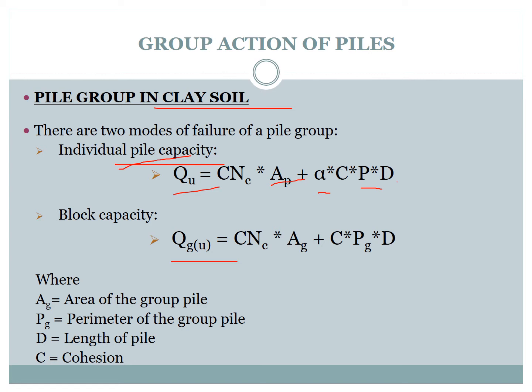Okay. For block capacity, C again is cohesion, Nc is the Terzaghi bearing capacity factor. Ag is the area of group pile. Ap is the area of pile, Ag is the area of group pile, C is the cohesion, Pg is the perimeter of the group pile, and D is the length of the pile or depth of the pile.